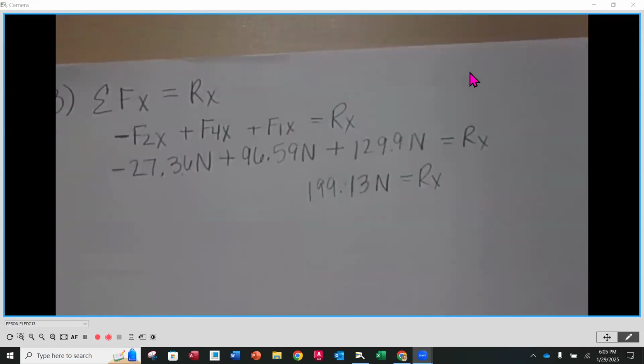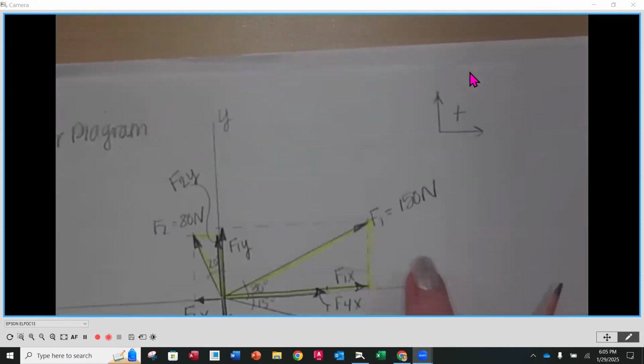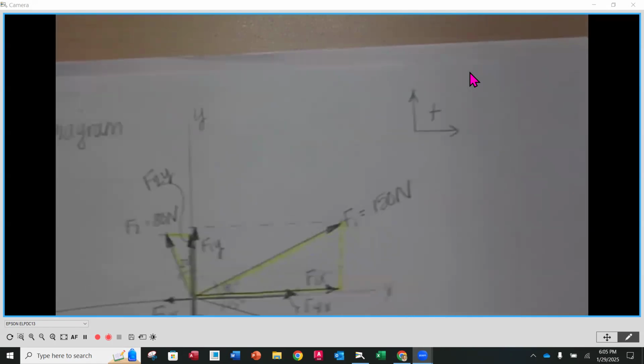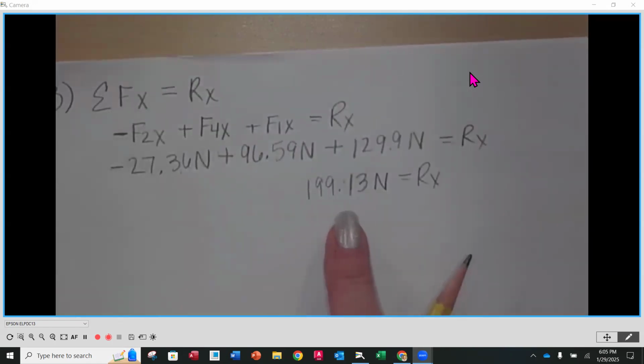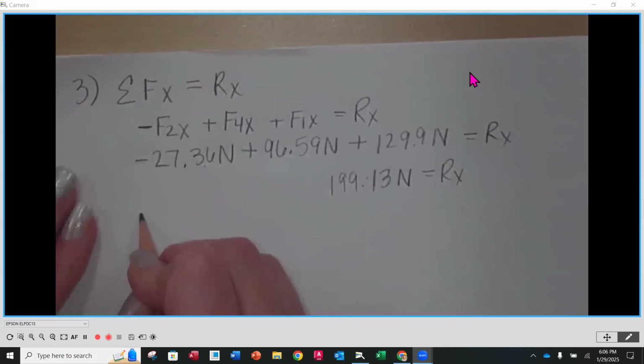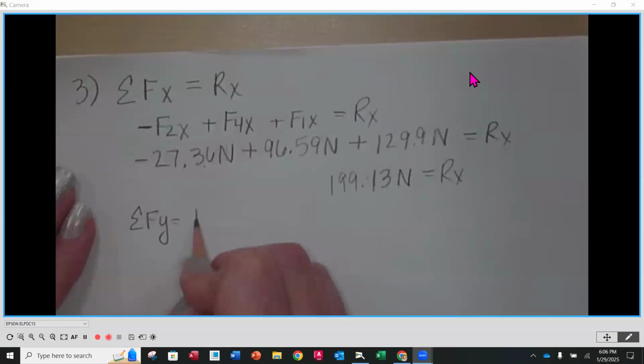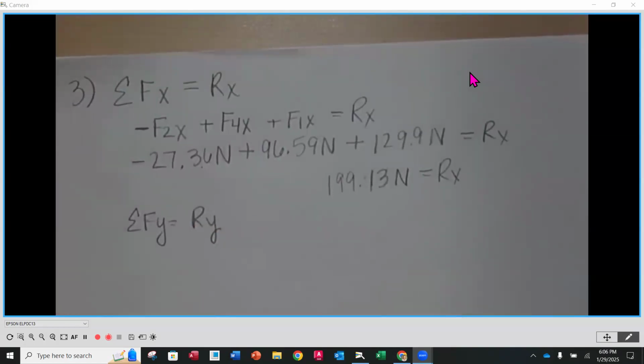Now, notice here that we ended up with a positive value. Okay. Positive value. That gives us direction as well, because as per our convention, we know that positive values are pointing to the right. So this tells us that the resultant X component is going to point to the right. All right. So pay attention to these signs. It's very important. But before we worry about drawing it out, we are now going to sum our forces in the Y direction equal to the resultant Y component.